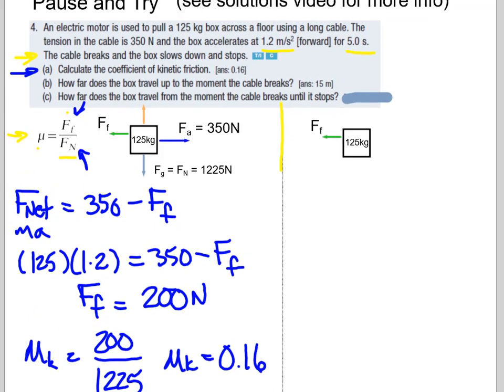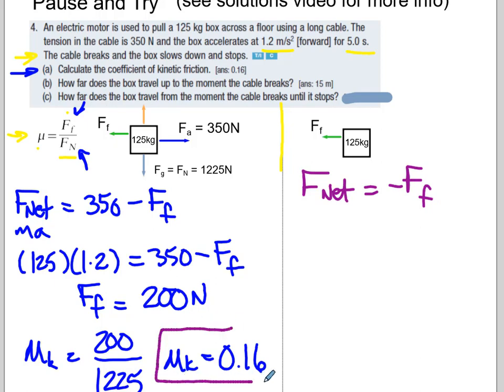Now here's where it changes. How far does the box travel from the moment the cable breaks until it stops? Now this is really important because there's no longer an applied force, which means our Fnet statement has changed. So our Fnet now becomes negative force of friction. Our coefficient of friction we got in part A is right here, so we're going to have to use that. So the mass times acceleration is going to equal negative mu times the normal force.